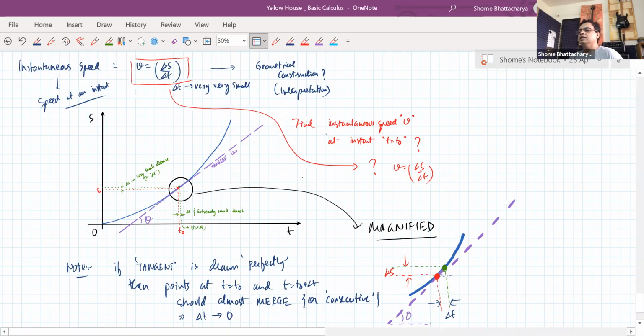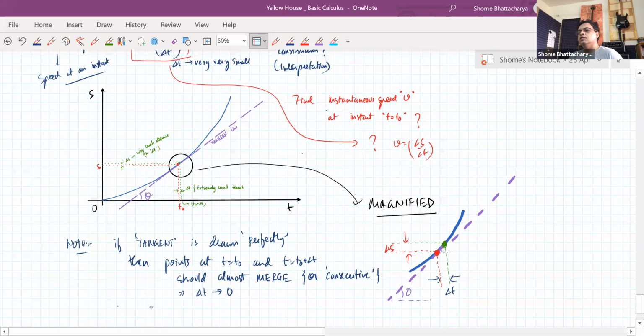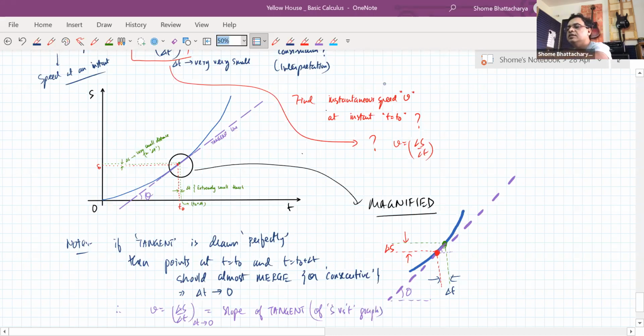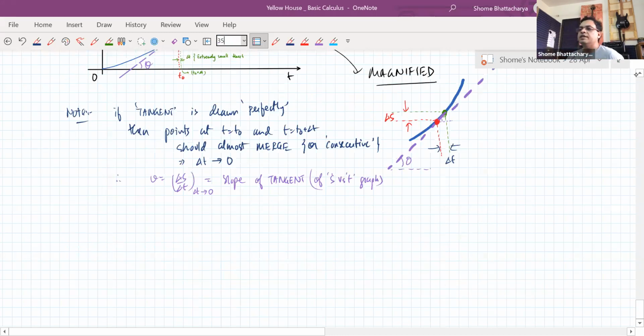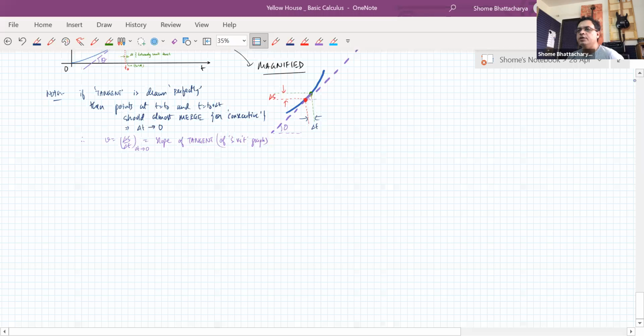So from that, I can see that the instantaneous speed, but now I have a condition that not only is delta t very small, it's so small that it's almost equal to 0. It's tending to 0. That is equal to the slope of the tangent. Okay. The S versus T graph. So that is the difference between instantaneous velocity and instantaneous speed and average speed in terms of the graphical representation or in terms of the geometrical representation.